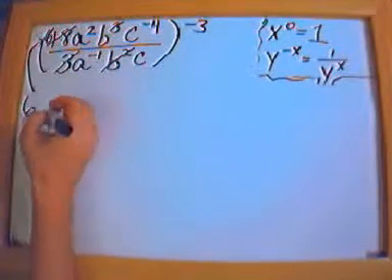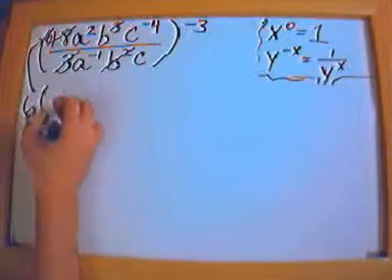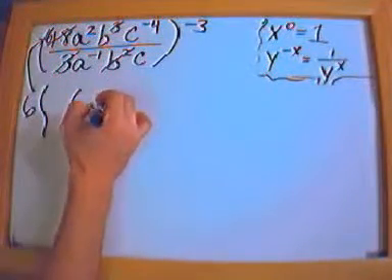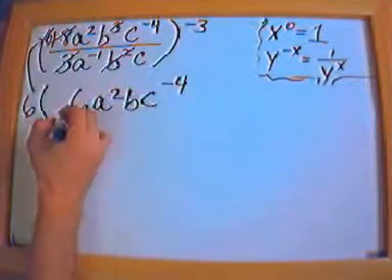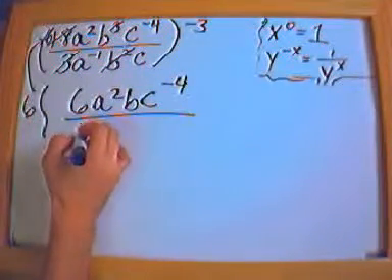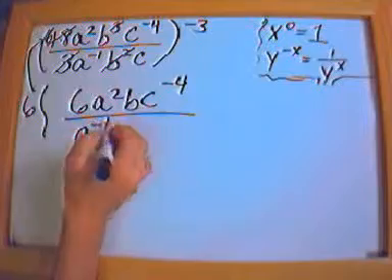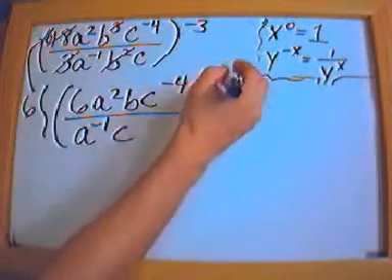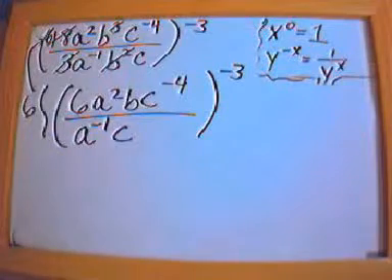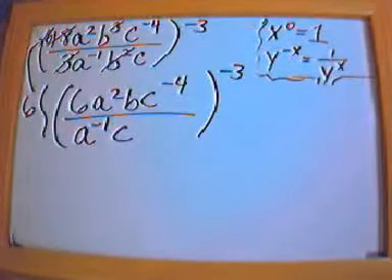Now let's go ahead and rewrite that just to get it all squared away. What I'm going to have is 6a squared b c to the negative 4 over a to the negative 1 c. And this is all raised to the negative 3 power.